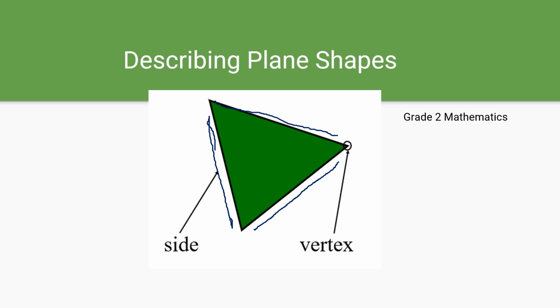We can also describe shapes by the number of vertices. A vertex is the point where 2 sides meet. This triangle has 3 vertices. Let's count them. This is 1 vertex. This is another vertex, so that's 2 vertices. And this is a 3rd vertex. So there are 3 vertices on this triangle.